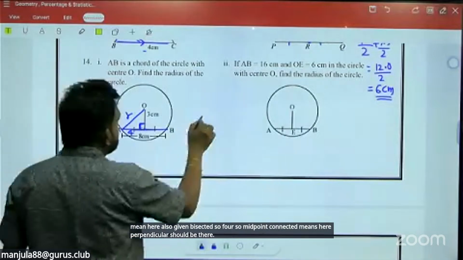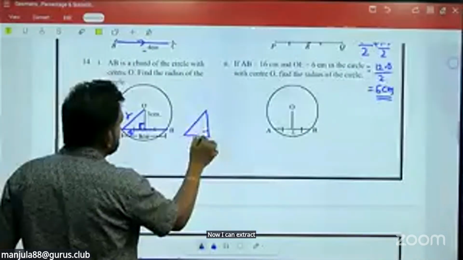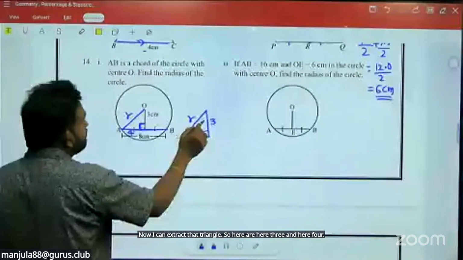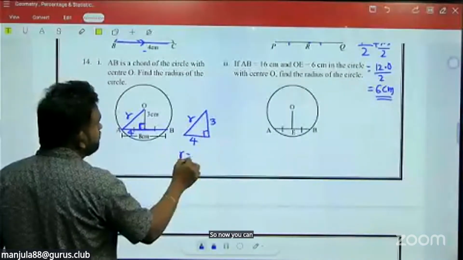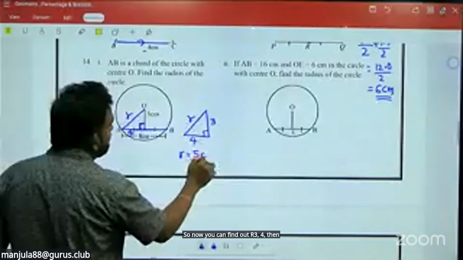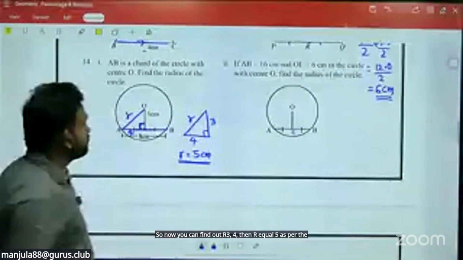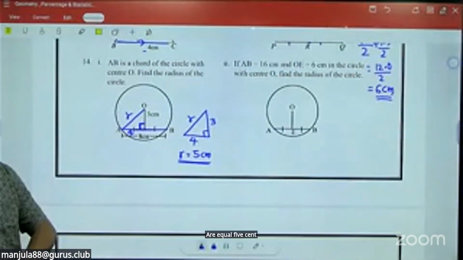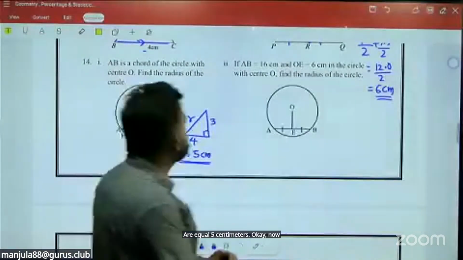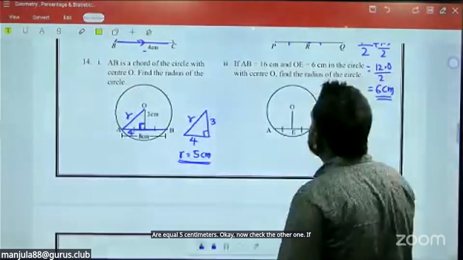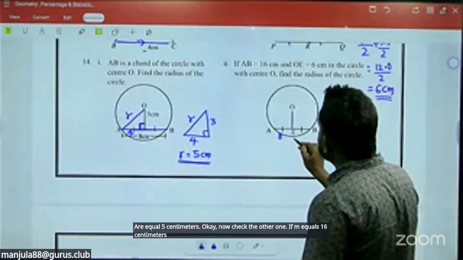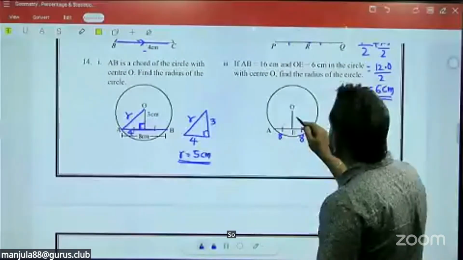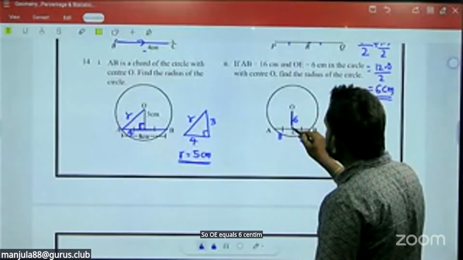Now I can extract that triangle. So here R, here 3, and here 4. So now you can find R from 3, 4, then R equals 5 as per the Pythagoras theorem. 3, 4, 5, R equals 5 centimeters. Okay, now check the other one. If AB equals 16 centimeters, this is 8 centimeters and this is 8 centimeters. So OE equals 6 centimeters.